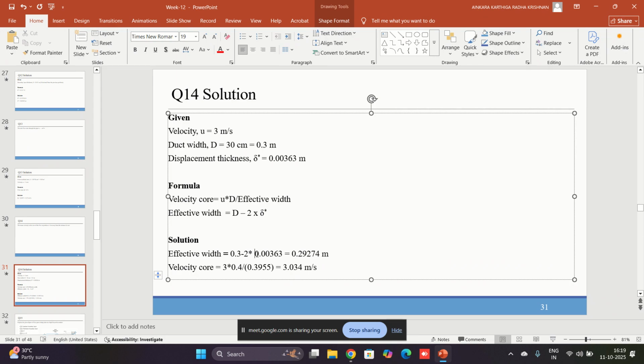0.29274 meters, and it is again 3 meter per second into d is 0.3 meters divided by 0.29274. So velocity core therefore becomes 3 into 0.3 divided by this, so it is 3.074 meter per second.